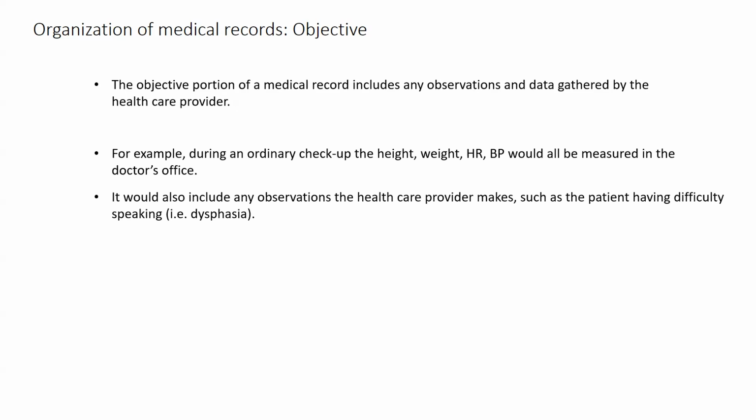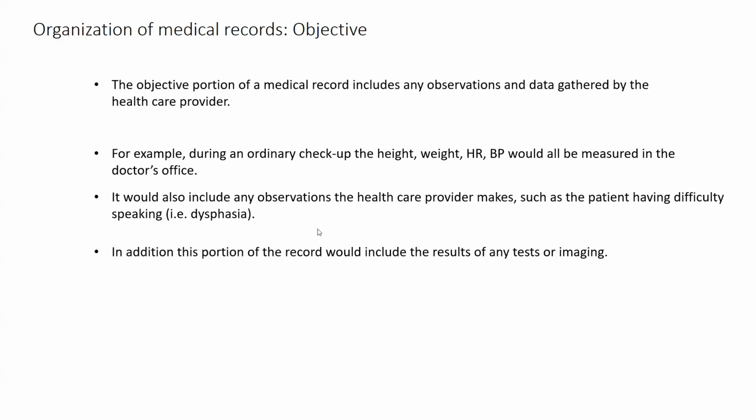The other part that goes in the objective portion would be any kind of observations that the provider makes. So they may notice that you're limping, or they may notice that you're having trouble speaking. And they are going to record that in medical terms so that if that medical record is read by some other medical professional, they know exactly what's going on. If your general practitioner sends you out for blood tests or urinalysis or x-rays or something, when that information comes back to your GP, it would be recorded in the objective portion. So this is all about the data.